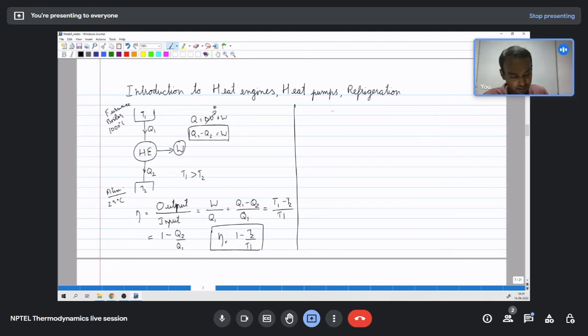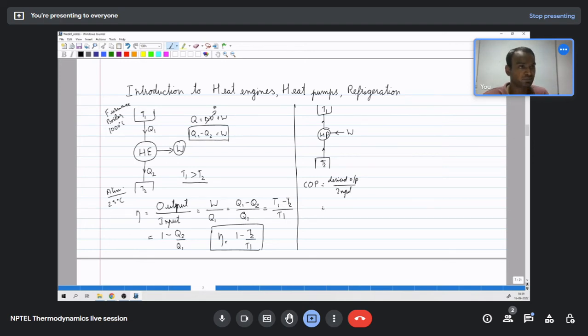For the heat pump, we have the same configuration. For the heat pump, we will pump the heat from a low temperature reservoir to a high temperature reservoir. So here again T1 is greater than T2. And for this pumping, we give some work as input, represented by W. Here we don't say it as efficiency, here we call it coefficient of performance. So again this is desired output by input.